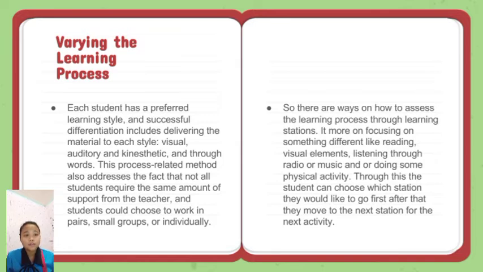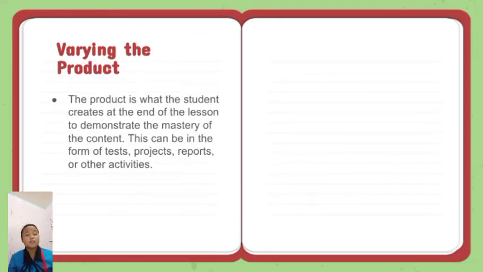Provide textbooks for visual and word learners. Allow auditory learners to listen to audiobooks. Give kinesthetic learners the opportunity to complete an interactive assignment online. Varying the product. The product is what the student creates at the end of the lesson to demonstrate the mastery of the content. This can be in the form of tests, projects, reports, or other activities.